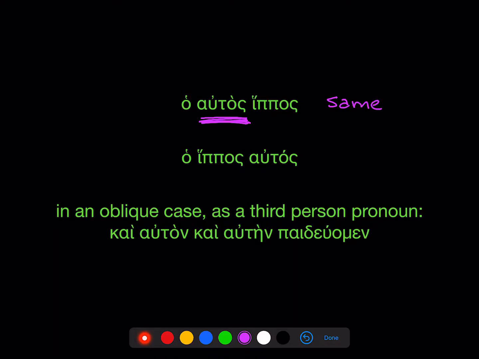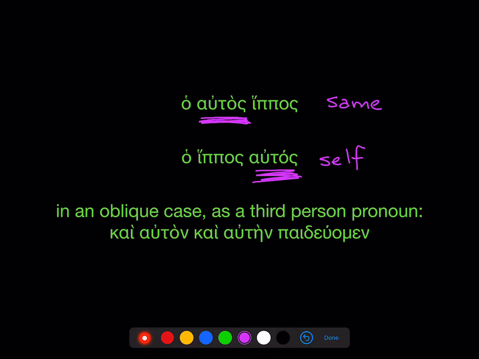In predicate position, that is to say, not in attributive position, as in here, ho hippos autos, it's intensive. And the way to get that into English is usually to put in self. So ho hippos autos, the horse itself. So it's intensifying.